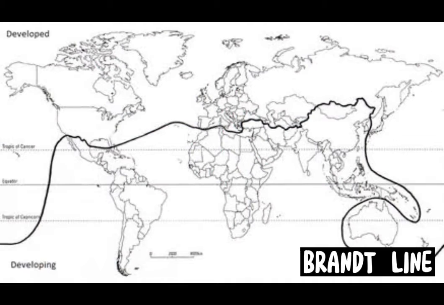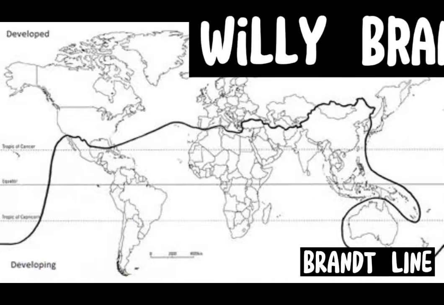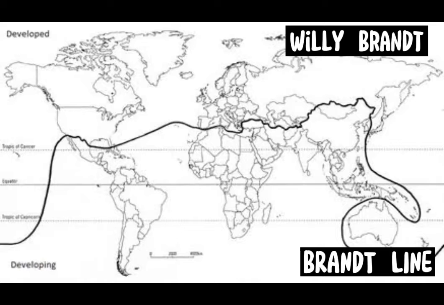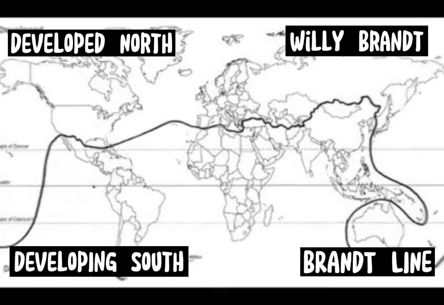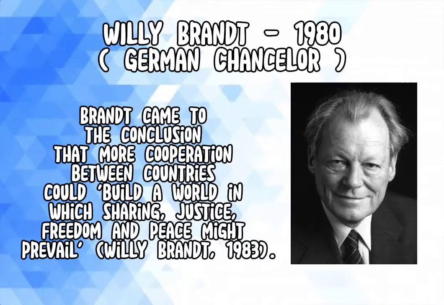On the other hand, we have the Brandt line. It was proposed by Willy Brandt, a German chancellor, in 1980. It creates a partition between the developed North and the developing South. Brandt came to the conclusion that more cooperation between countries could build a world in which sharing, justice, freedom, and peace might prevail. It was Willy Brandt in 1983.